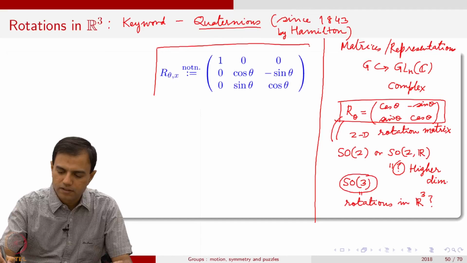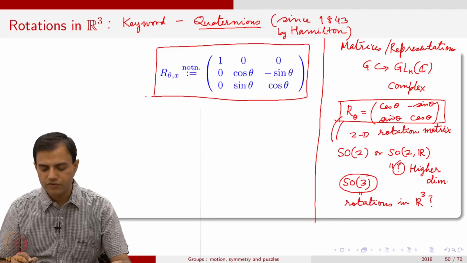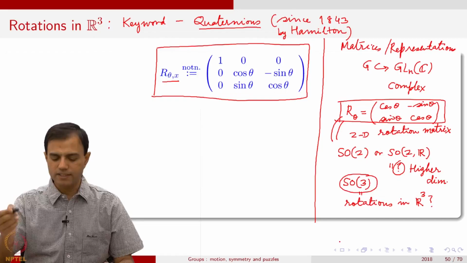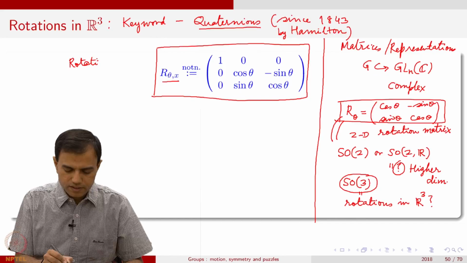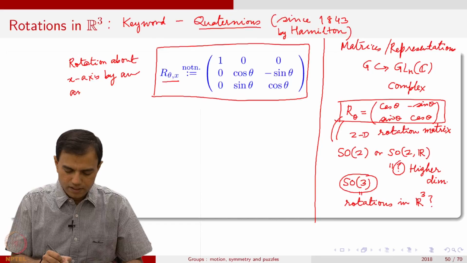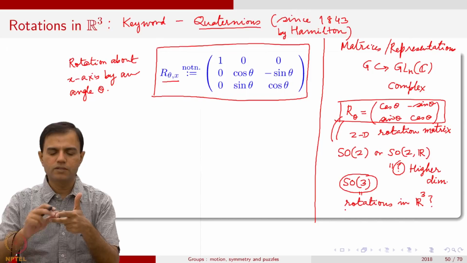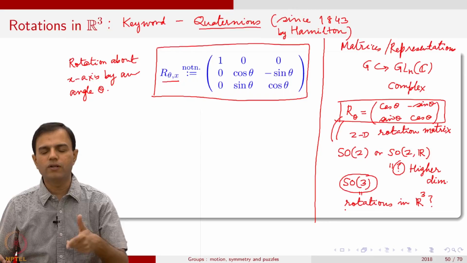Let's start with the rotation matrix in R3. So what is happening here? R theta x denotes rotation by angle theta about the x-axis. Which direction you take, clockwise or anti-clockwise, you just fix by convention. You take this system x, y, z, and fix one orientation along which you call the angle positive and the other where you call the angle negative. So it's just your choice.